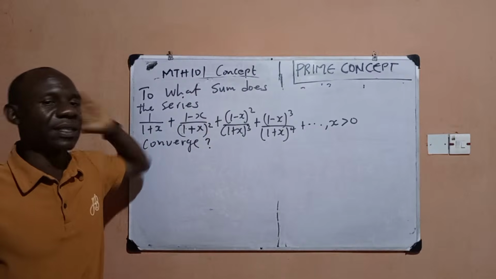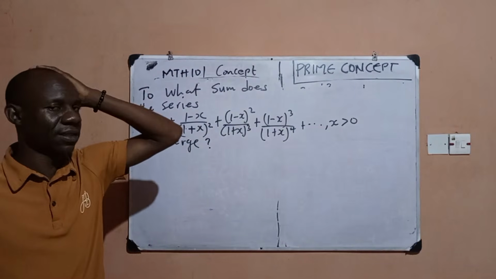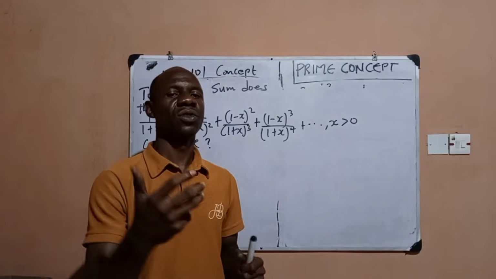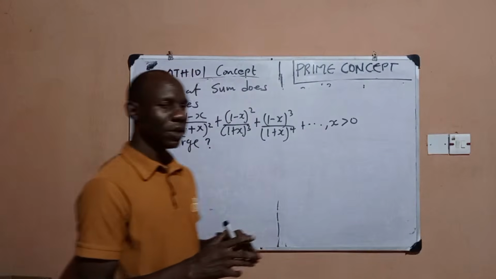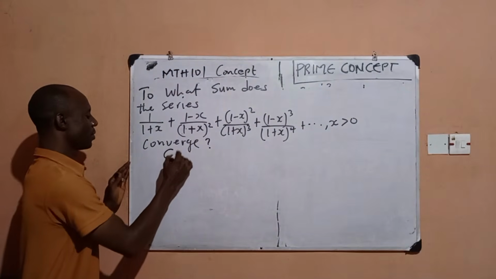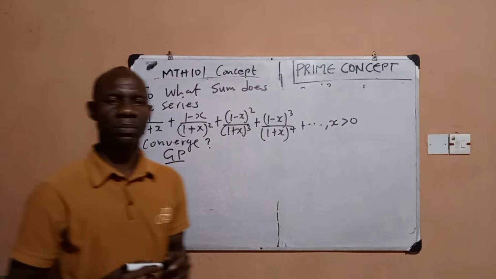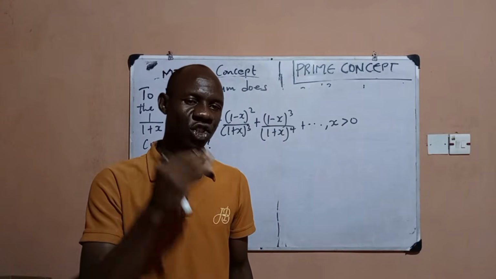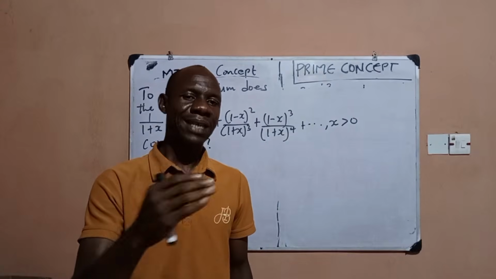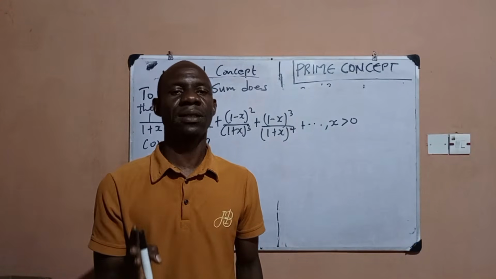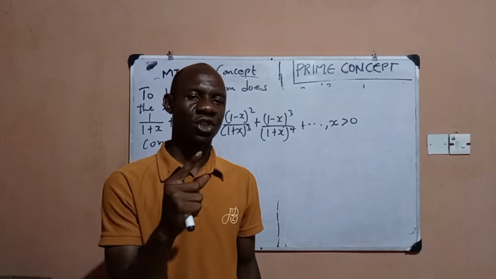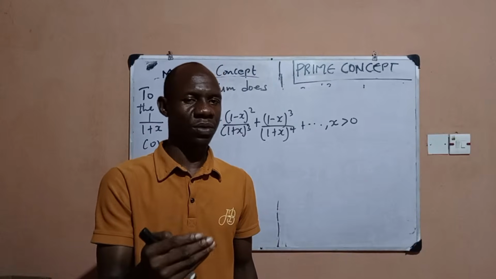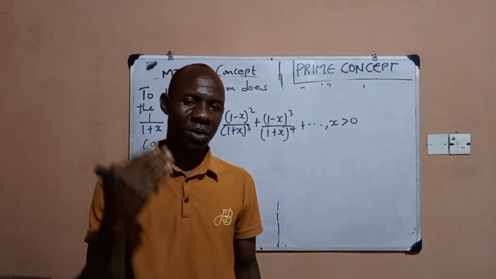Now, if you look at this, this is actually going to be a GP, and I'll show you why it is a GP. But before I show you why, let me use few minutes and give you all the things you should know about GP. A GP is a series or a sequence where the ratio of any two consecutive terms is a constant. So in GP, you are talking about ratio, that is dividing one by the other. So in GP, you have a common ratio, R. In AP, you have a common difference, D.